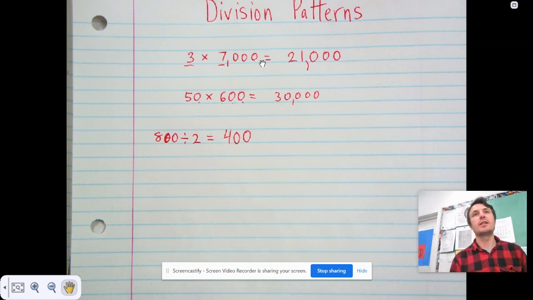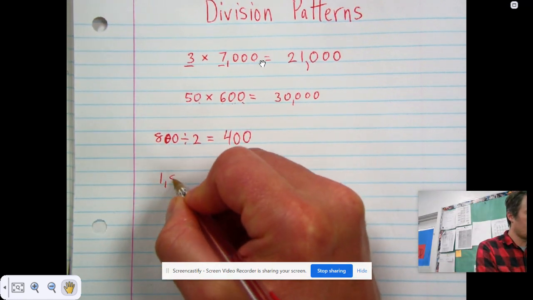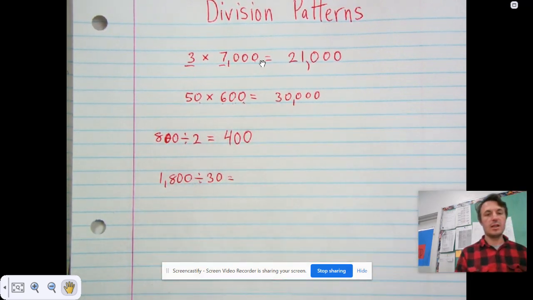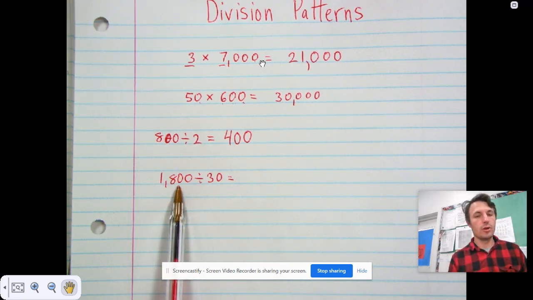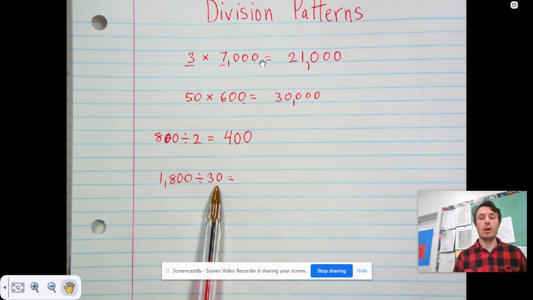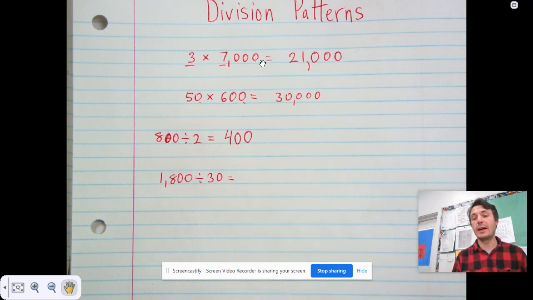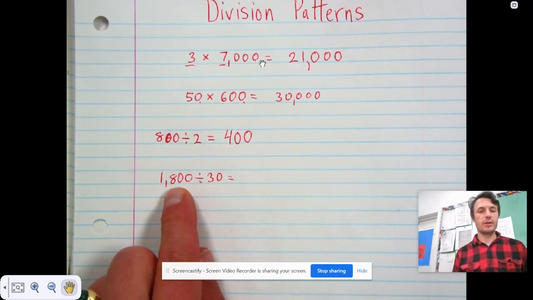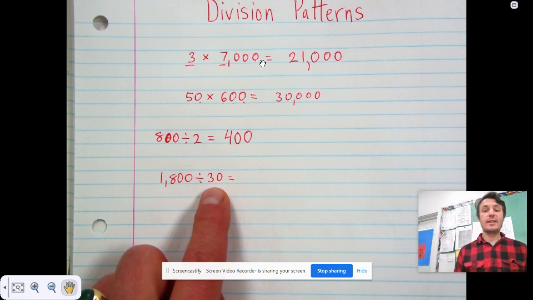The time in which it's different in division than it is in multiplication is when you see a situation like this. Let's say we have 1,800 divided by 30. In this situation, there are zeros in both the dividend and the divisor. Now, if this was a multiplication problem, you would take all 3 of these zeros and add them into the product, but you don't do that in a division problem. In a division problem, zeros cancel each other out. So wherever there are zeros in both the dividend and divisor, they cancel each other out.